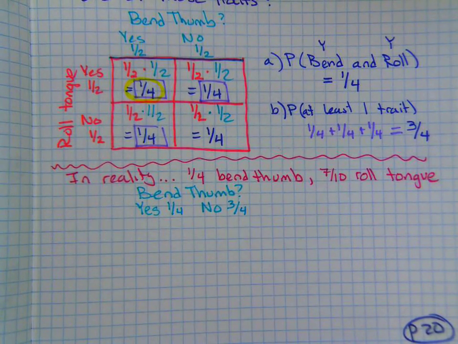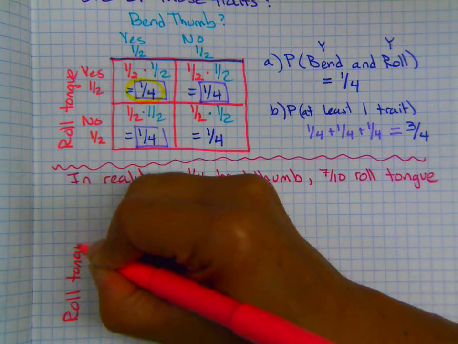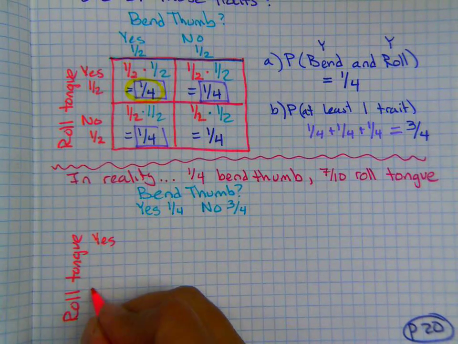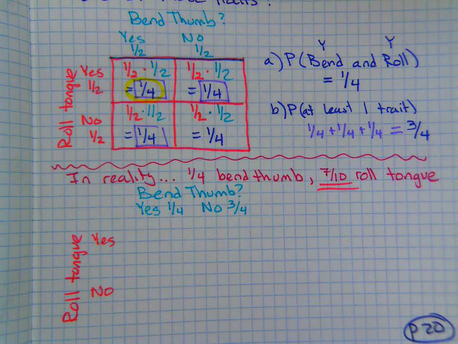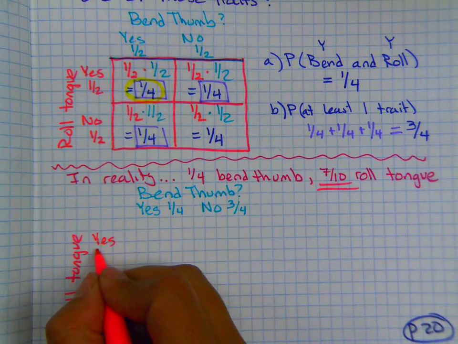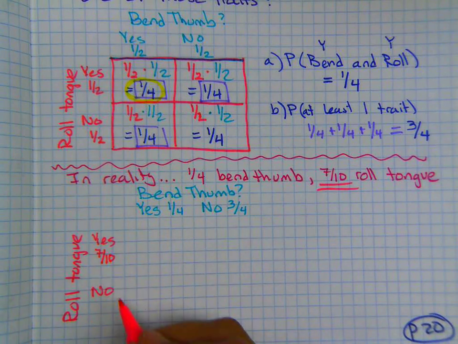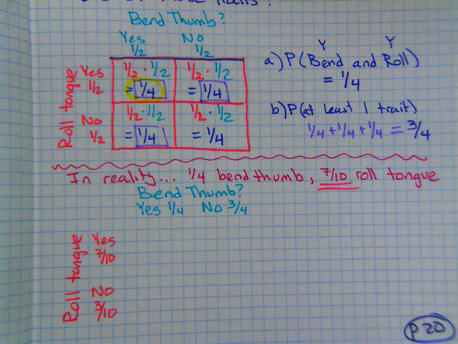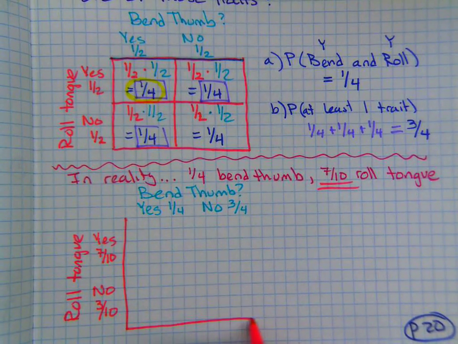All right, what about roll the tongue? Well, again, it's either yes or no. Now, up here it says 7/10 can roll their tongue. So if 7/10 can roll their tongue, 3/10 cannot roll their tongue. So we're going to go ahead and make the area model.